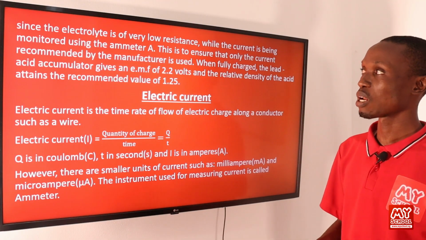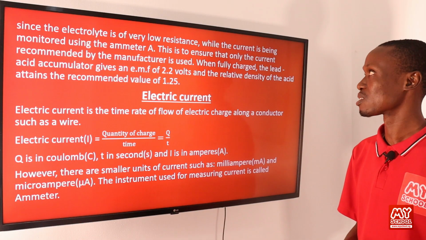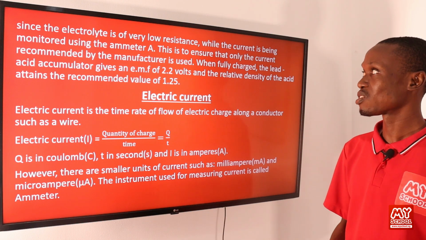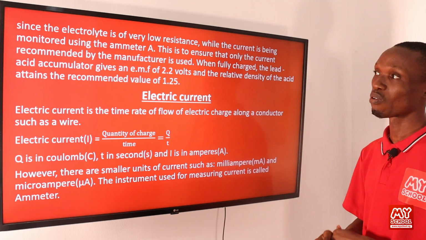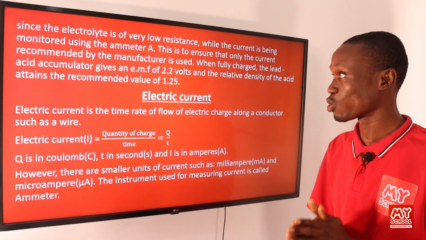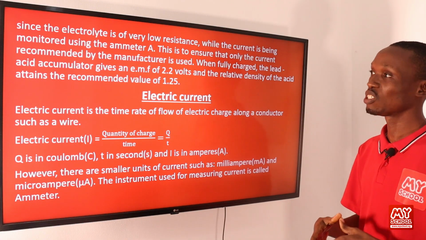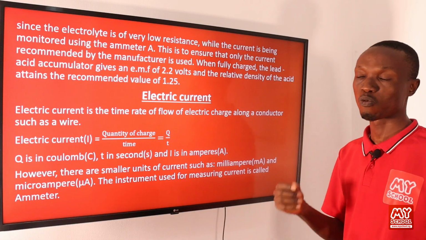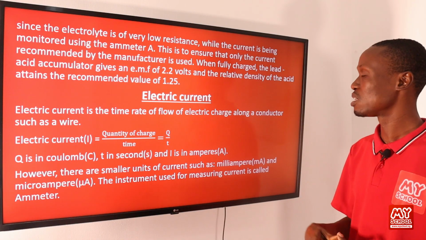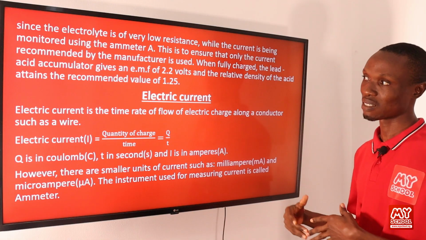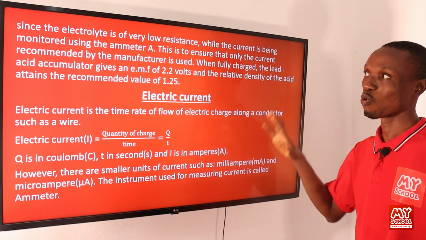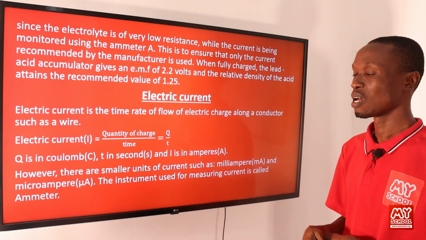Since the electrolyte is of very low resistance, the current is being monitored using the ammeter A. This is to ensure that only the current recommended by the manufacturer is used. When fully charged, the lead acid accumulator gives an EMF of 2.2 volts, and the relative density of the acid attains the recommended value of 1.25. So that is about the accumulator.